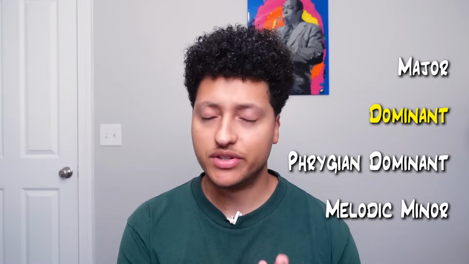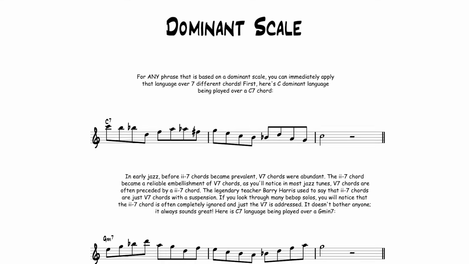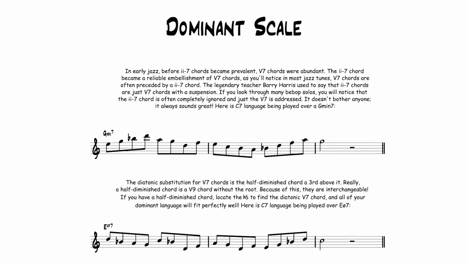Dominant vocabulary, particularly Mixolydian, is the most versatile language, as any Mixolydian-based dominant phrase can actually work on 7 different kinds of chords, which is all displayed in section 2 of the Jazz Language Method book. I'll show you how this works later, but for now, establish 7 different dominant phrases.